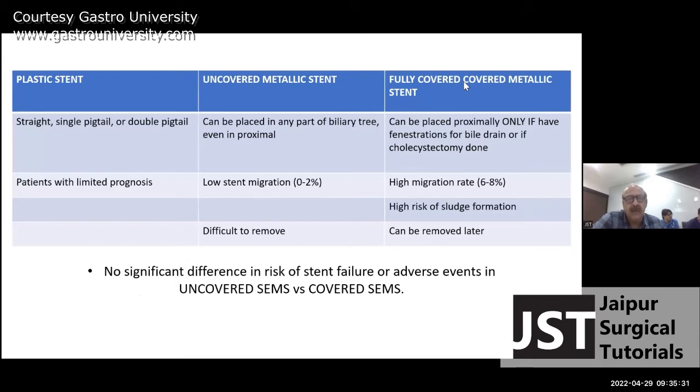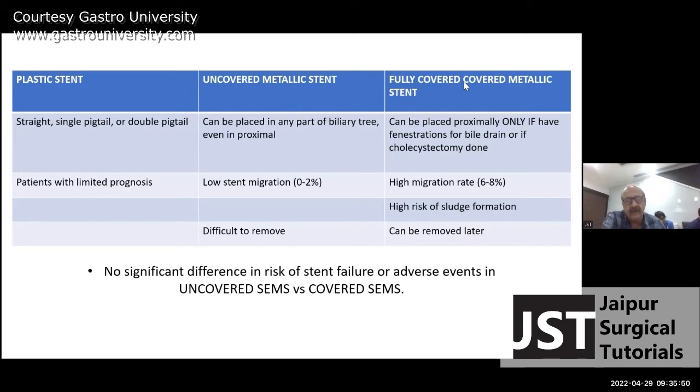Uncovered metallic stent: normally we use uncovered stents in mid and upper biliary obstructions, and it can be placed in any part of the biliary tree, even in the proximal biliary tree. Because of the uncovered part, both sides of the biliary tree can be drained by a single stent.